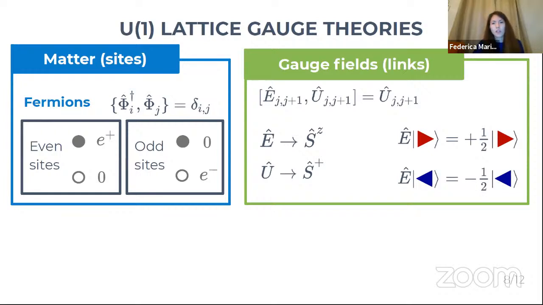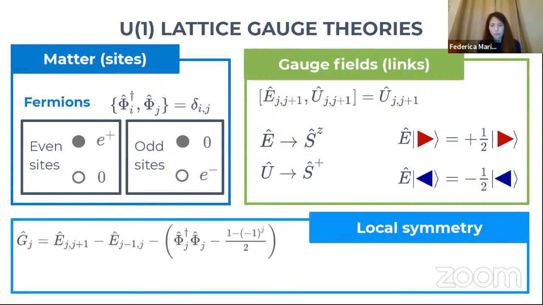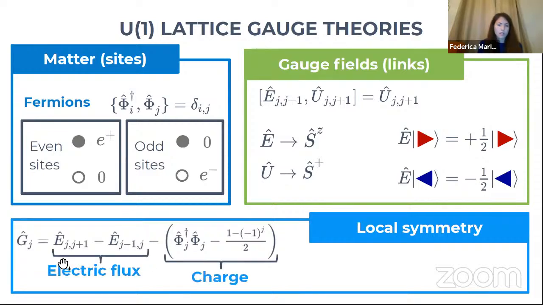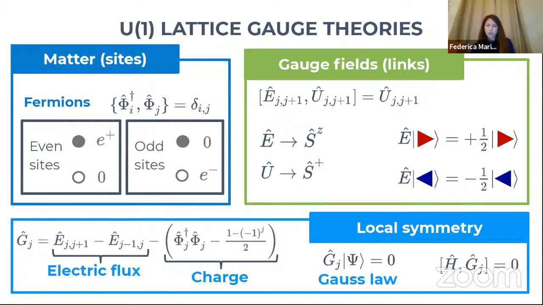And together with this, of course, we need the gauge symmetry, so a local symmetry, and so we need to define some local generator, this G_j. And you see it is the difference between the electric field going out of site j minus the electric field coming into site j, minus this quantity, which is defined in such a way that it's plus one for the positron, minus one for the electron, and zero in all the other cases. So this means that this G_j is the difference between the electric flux and the charge. So from this, you see that imposing Gauss's law simply means that we have to restrict to the states which satisfy this equality, where G is zero. And of course, this has to be a symmetry, so it has to commute with the Hamiltonian.